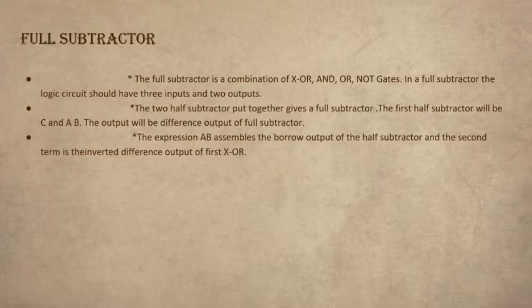The first half subtractor will take C and A, B. The output will be the difference output of the full subtractor. The expression AB assembles the borrow output of the half subtractor, and the second term is the inverted difference output of the first XOR.